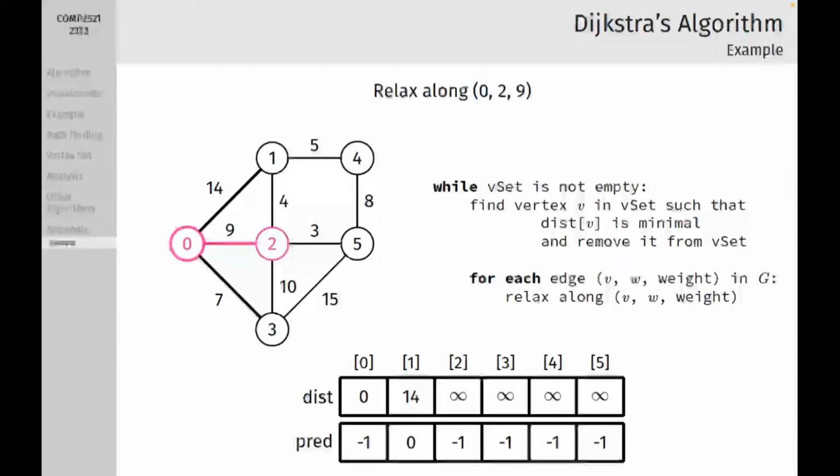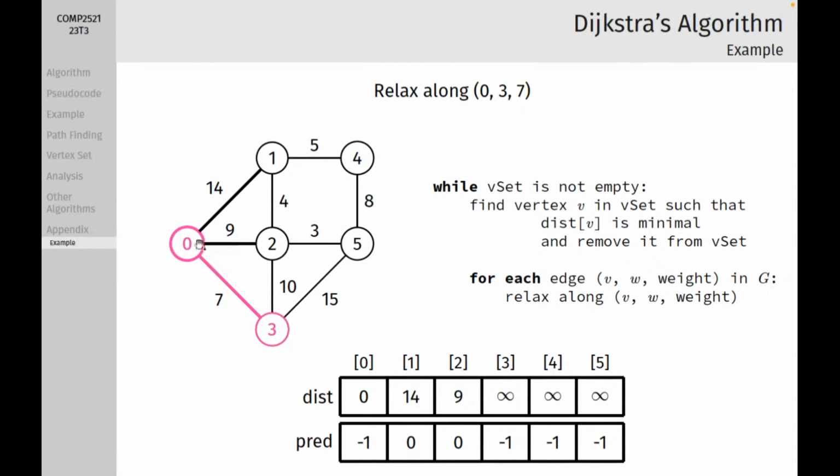All right, so that's the first edge. Now let's relax along this edge from 0 to 2. If we use this edge, the cost from 0 to 2 is going to be 0 plus 9, which is 9. Since 9 is smaller than infinity, we update the distance to 2 to 9, and we update its predecessor to 0. We do the same thing for 3.